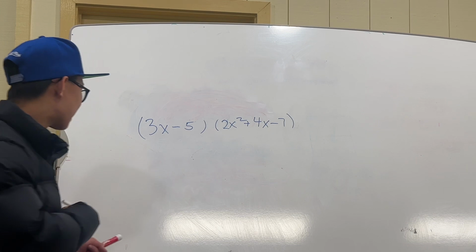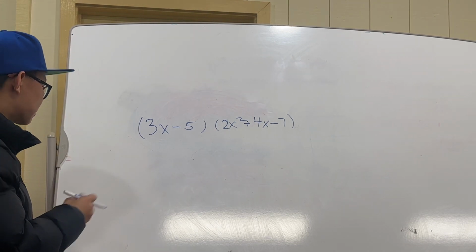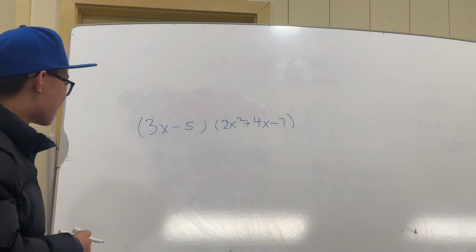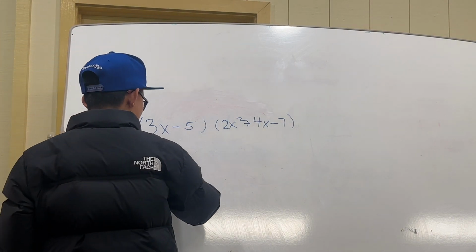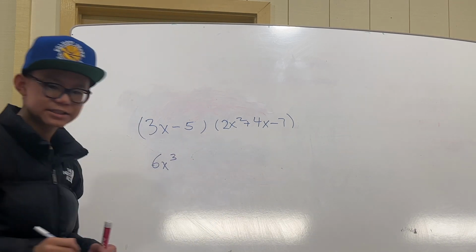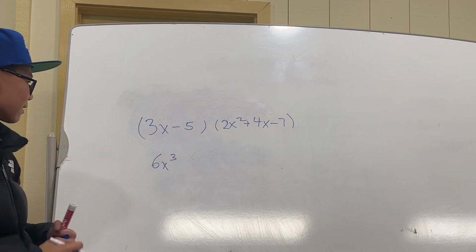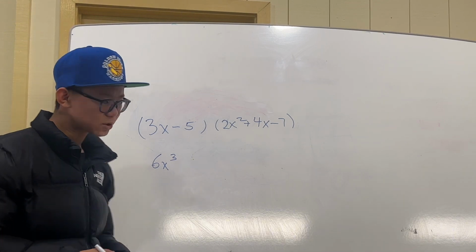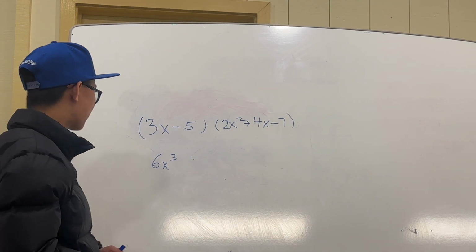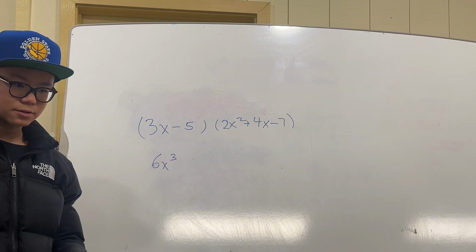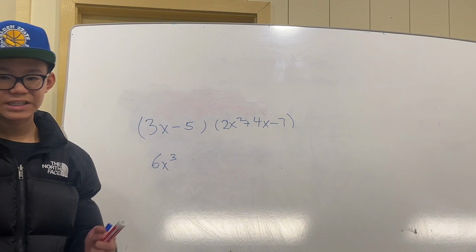Here we multiply 3x times 2x squared, and let's go. That becomes 6x cubed, because last time I told you x times x is x squared, and when you have x times x squared, you raise it to the power of 3, so that becomes cubed.